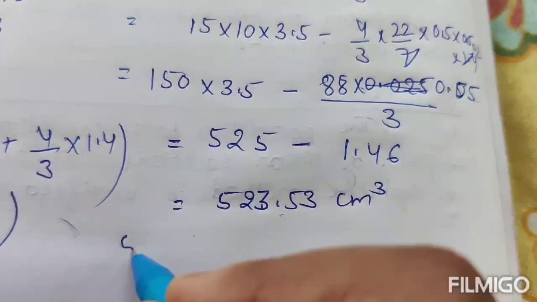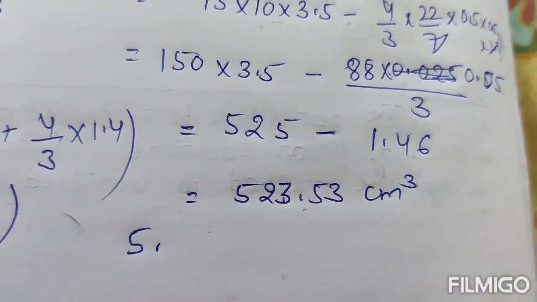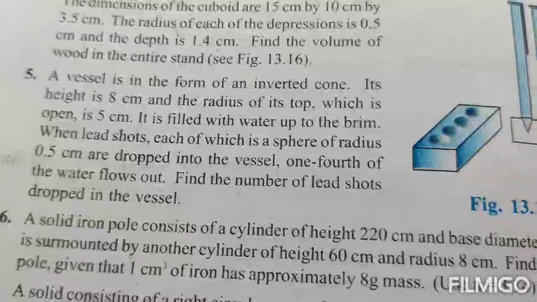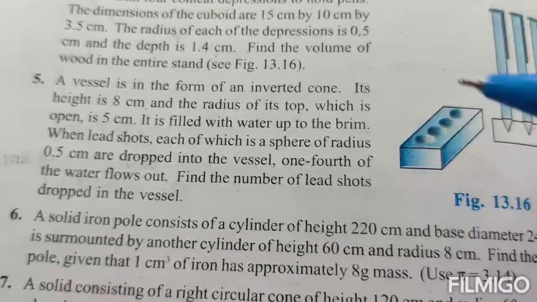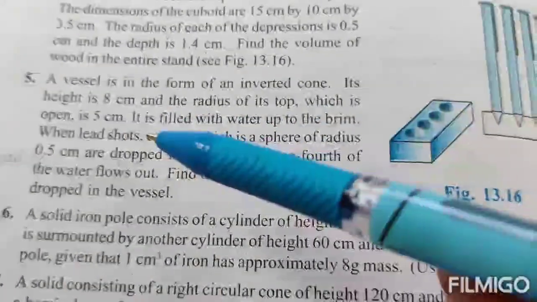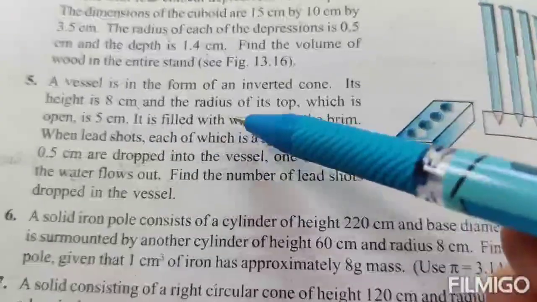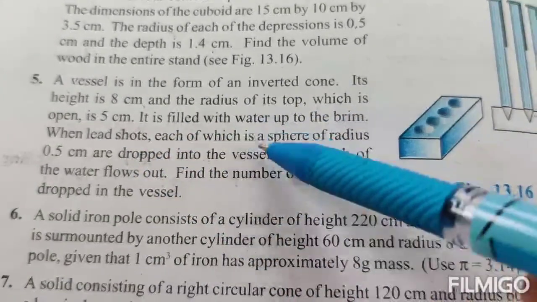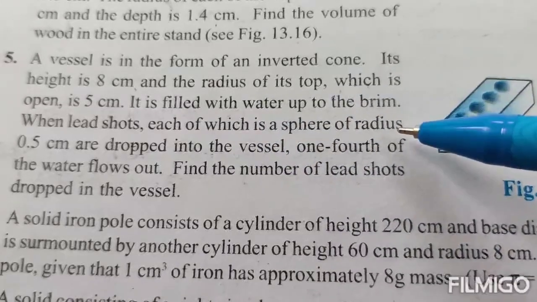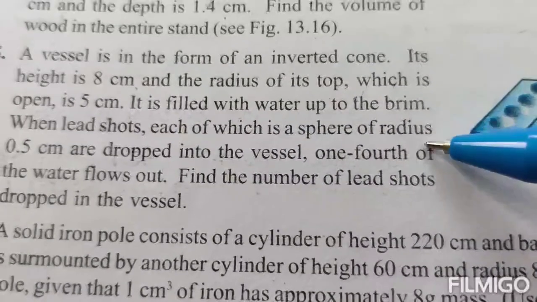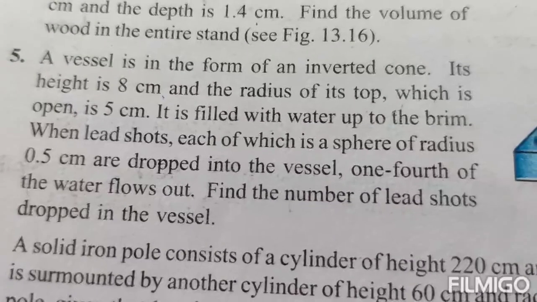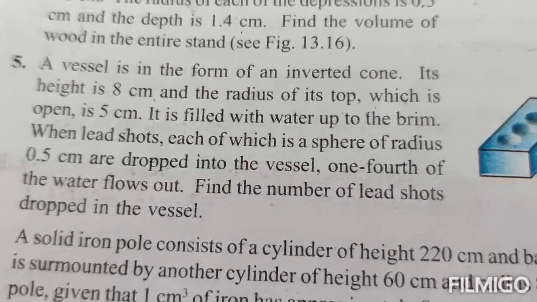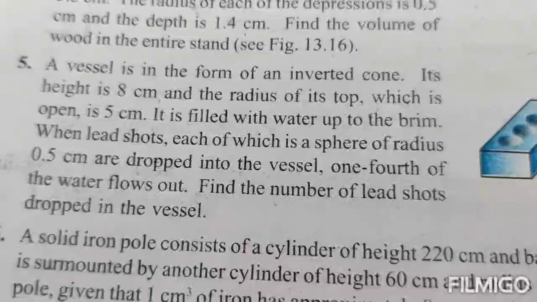The next question number 5. A vessel is in the form of an inverted cone. Its height is 8 cm and radius of its top, which is open, is 5 cm. It is filled with the water up to the brim. When lead shots, each of which is a sphere of radius 0.5 cm, are dropped into the vessel, 1/4 of the water flows out. Find the number of lead shots dropped in the vessel.